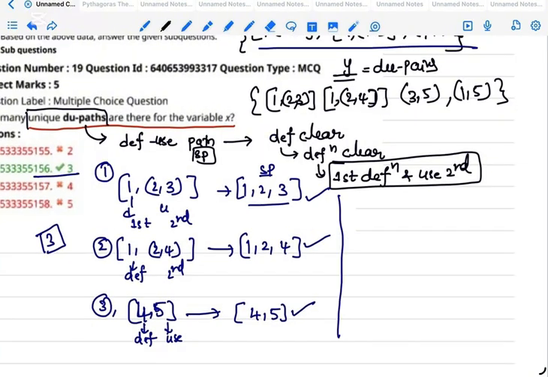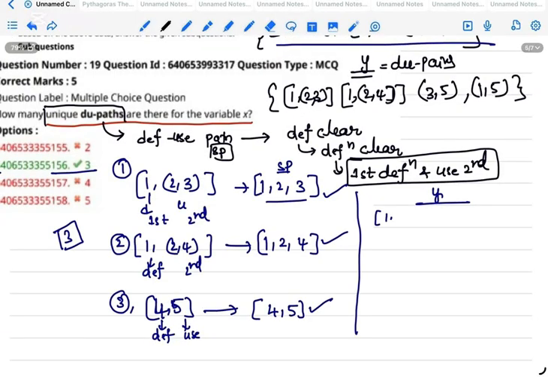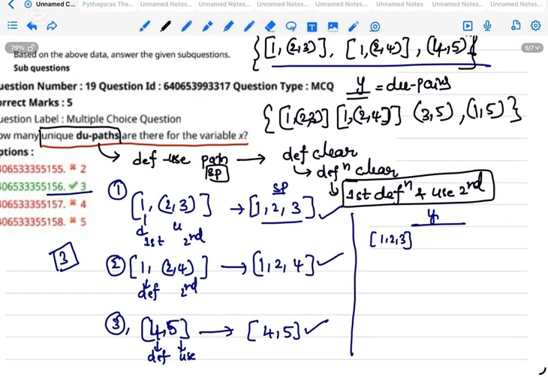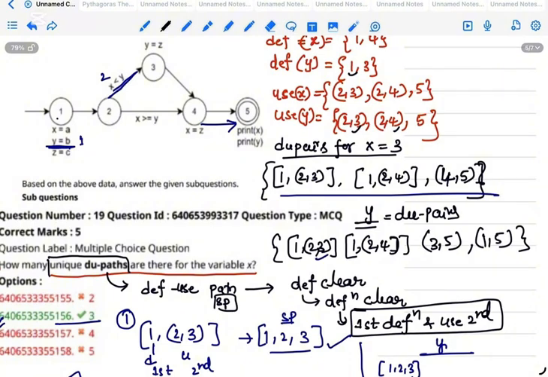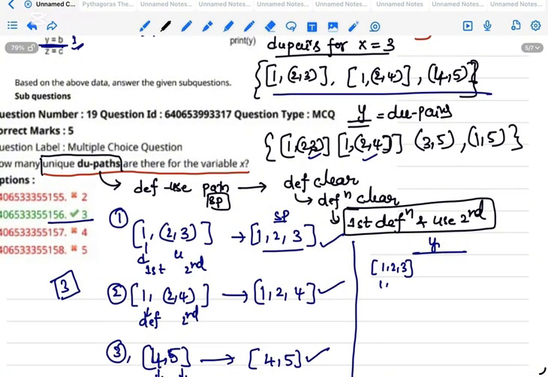This one is correct. Variable y. Variable y is defined here, y equal to b. So 1, 2, 3, use at this edge. Definition first and use second. So 1, 2, 3 is the first path. For the second one, 1, 2, 4. Definition is here, use is second. For variable y, 1, 2, 4 is the second du path.